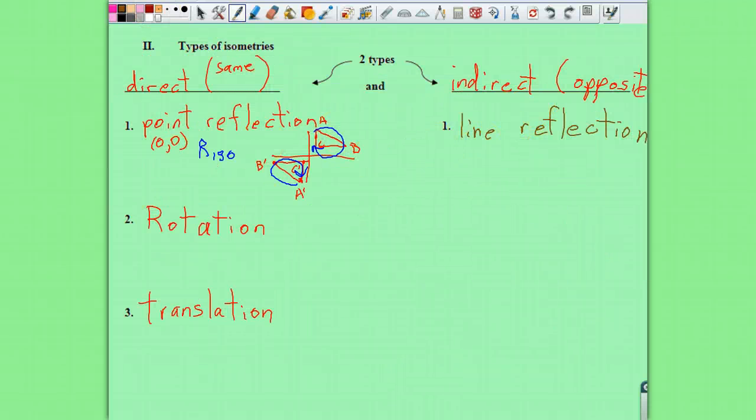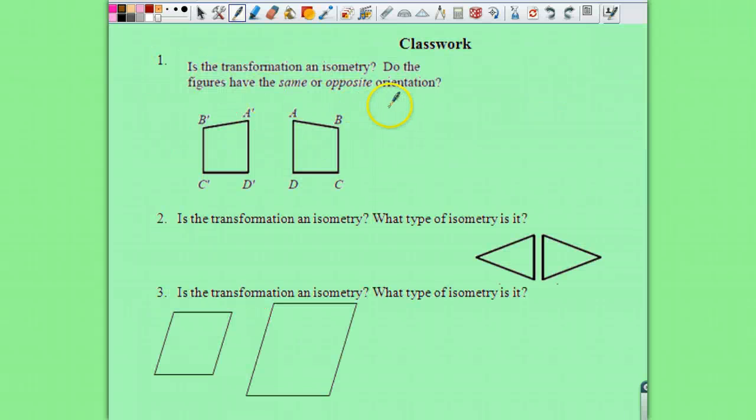And that's really it for isometries. I just want to look at this first one because this is an interesting one, and then we'll move on to notes when we get back to the classroom on Monday. So, is it an isometry? I'm going to put yes, because they are congruent. Is it same or opposite? So I'm going to start at A, go around the figure. I'm going clockwise, A, B, C, D, and A, B, C, D, counterclockwise. So yes, but it's opposite orientation, or it's an opposite isometry.